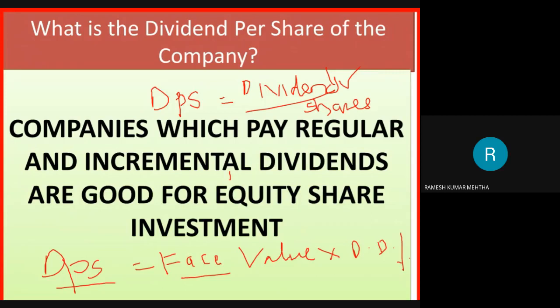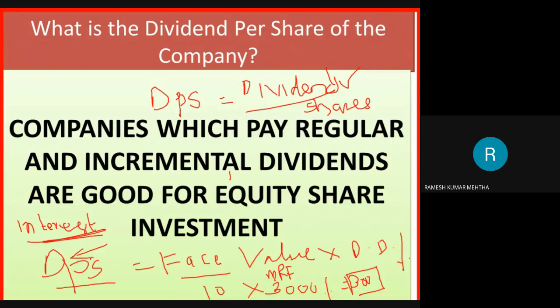For example, if the face value is 10 rupees and MRF has declared a dividend of 3000 percent, then it is 300 rupees per share as the dividend declared. So dividend is just like interest, like the interest you have earned from a bank fixed deposit. If you are investing in fixed deposit, you are going to get interest; in a similar fashion, if you are investing in the company's equity share capital, then the company will pay you dividend per share from the profits they have made during the year.